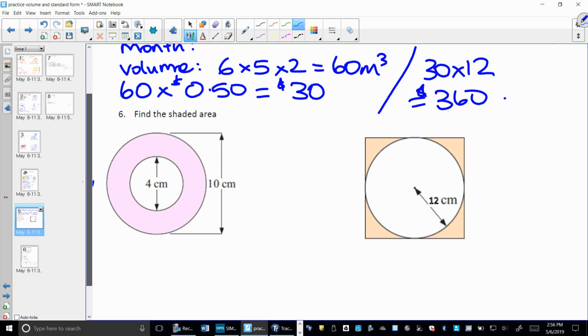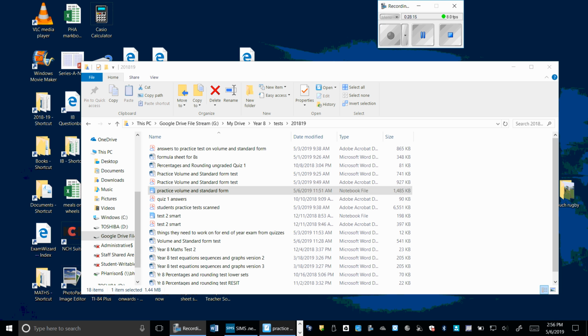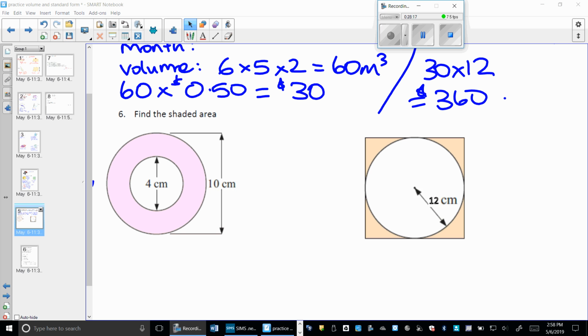The shaded part is the area of the big circle, subtract the area of the small circle. Okay? So to find the shaded part is the area of the big circle, subtract the area of the small circle. Now, do you all understand that? You don't really? Genuinely? So you just do it because. So if you want to find the area of the shaded bit. One second.